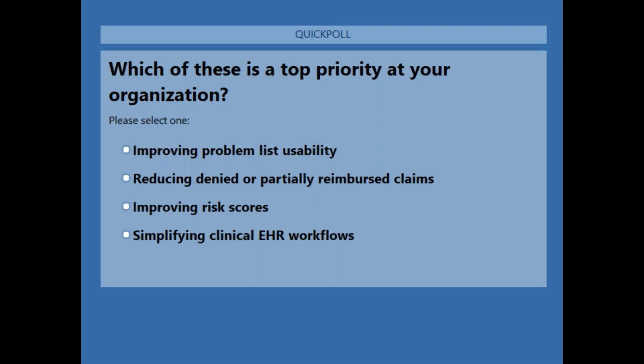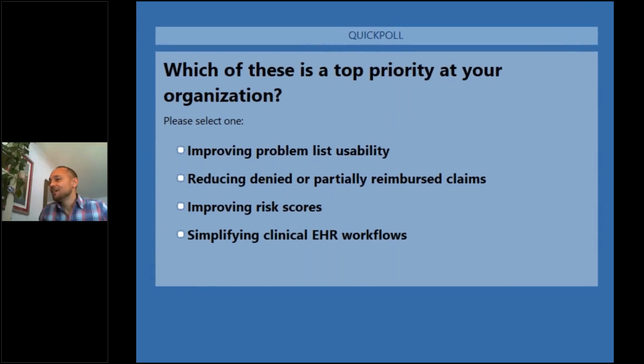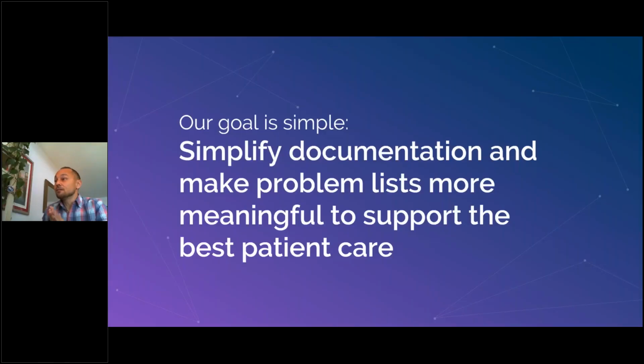Letting the votes come in, it looks like we are tied between improving problem list usability and reducing denied or partially reimbursed claims. All right, great. Thank you all for sharing. It's great to hear from our customers and what they're up against.